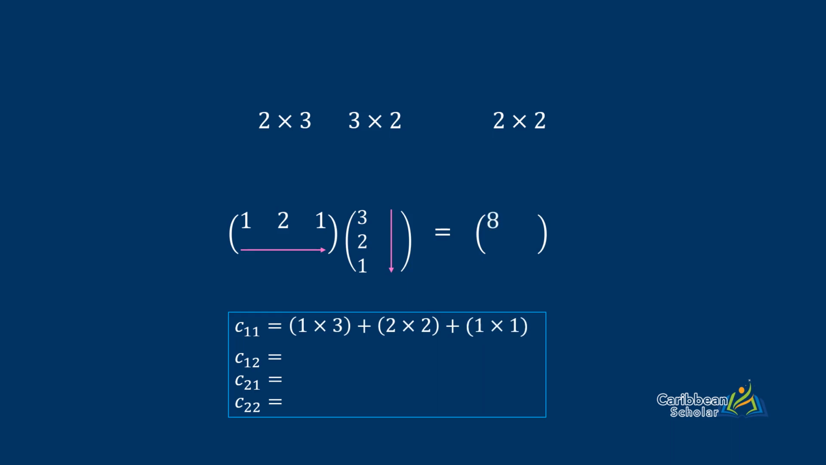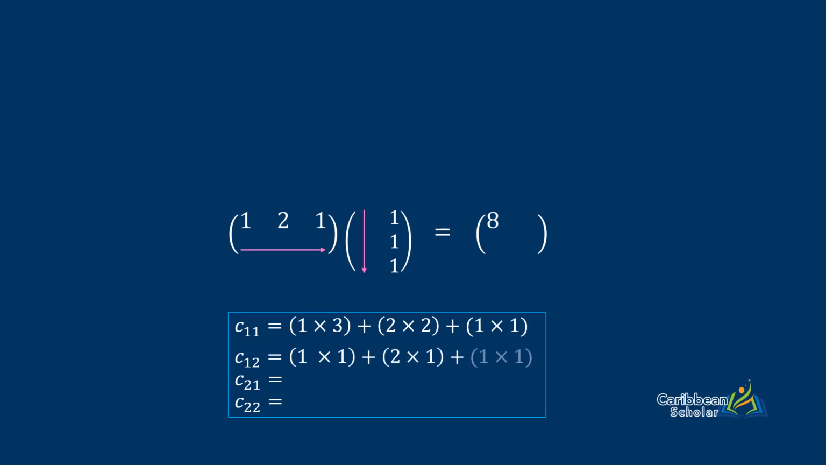Now to get C12, we multiply the first row of A by the second column of B. So we get 1 by 1 plus 2 by 1 plus 1 by 1. And this gives us 4.